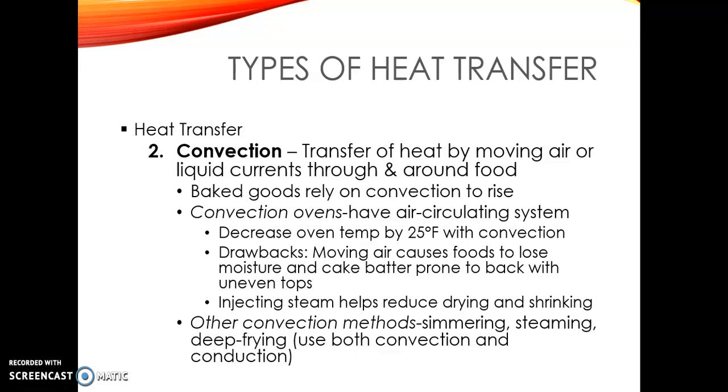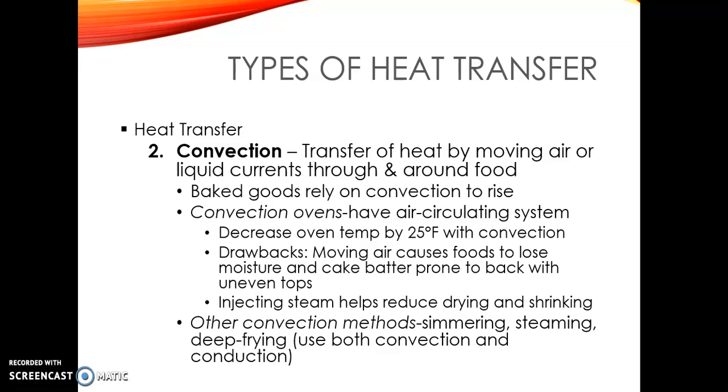So a regular oven will transfer heat with radiation from the oven walls and, to a lesser extent, natural convection that's caused by temperature differences throughout the oven. But a convection oven in particular has an air circulating system, fans, that help circulate the air. And this could be detrimental a bit because the moving air can cause foods to lose moisture and cake batter to be prone to bake with uneven tops.